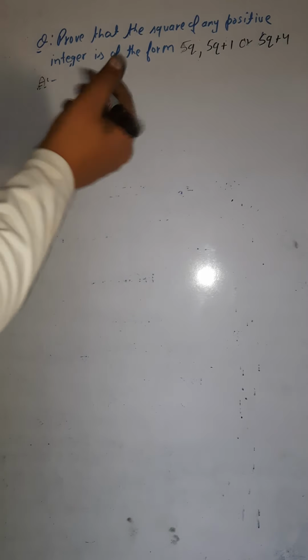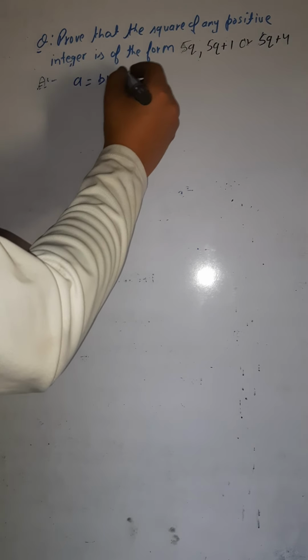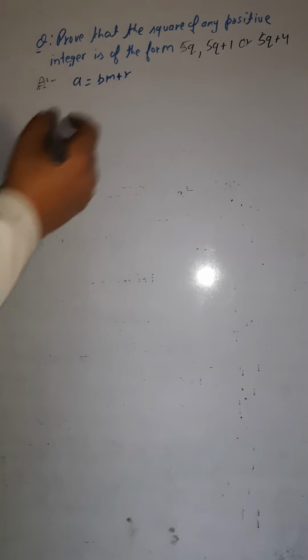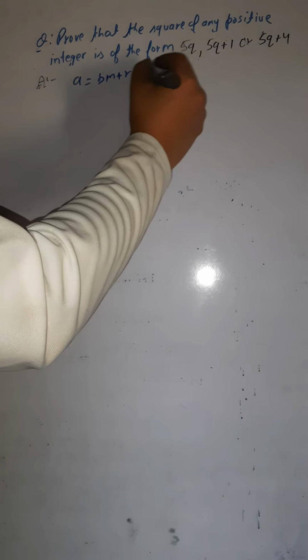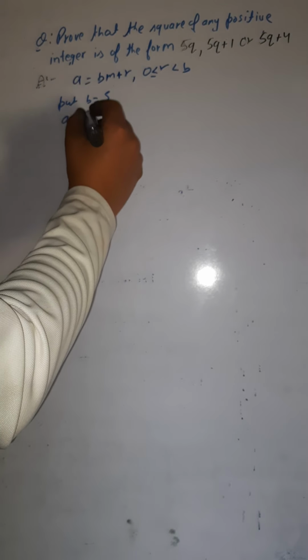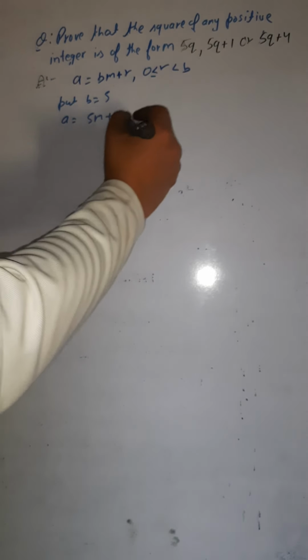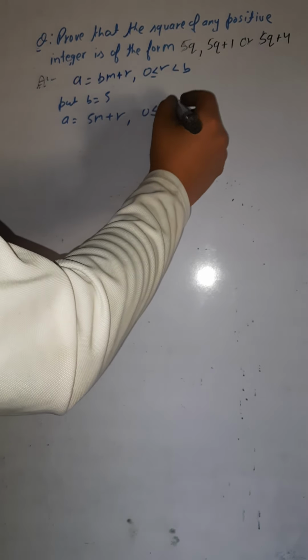Let's say, using Euclid's Division Lemma, we have a = bm + r. Why m? Because q is already in the question, where r is greater than or equal to 0 and less than b. So put the value of b as 5. You would get a = 5m + r. Here r is greater than or equal to 0 and less than 5.